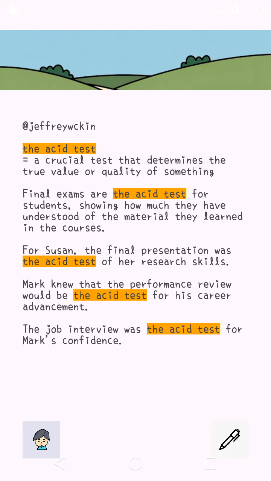Third example, Mark knew that the performance review would be the acid test for his career advancement. The sentence means that Mark realized that his performance review would be an important test for moving up in his job.